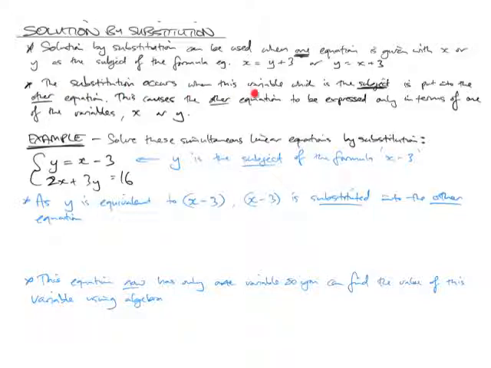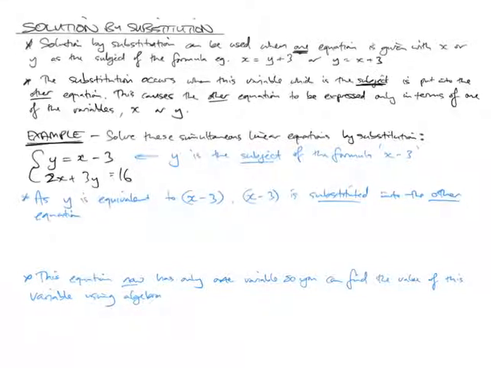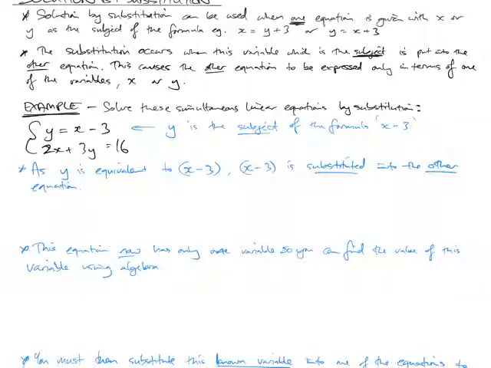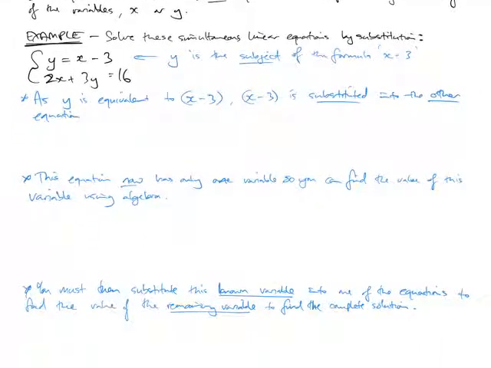The substitution occurs when that variable, which has been the subject, so in this case x is the subject of the equation, and x is equal to y plus 3. So it occurs when the subject is put into the other equation. This causes the other equation to be expressed only in terms of one of the variables, x or y. So as to show how this works, because that can be a little confusing just in words here, let's solve these simultaneous linear equations by substitution.